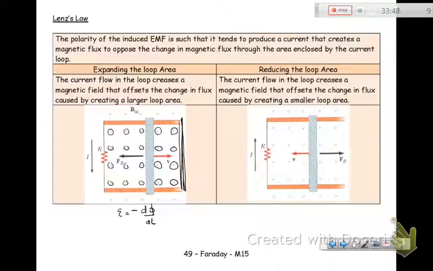What Lenz's law says is the very current that you just created will cause a magnetic field. Flowing current causes a magnetic field, which will create flux lines which will be in the opposite direction to what you just had. So we'll get, oh, I'm sorry, but I'm cancelling you out.